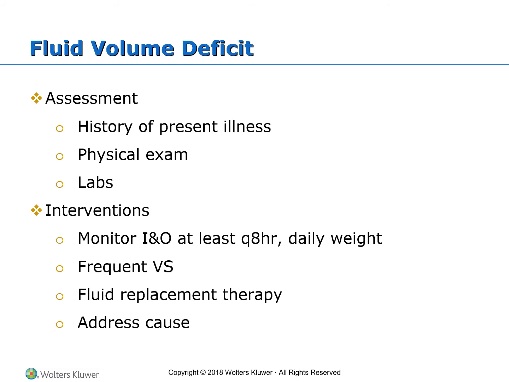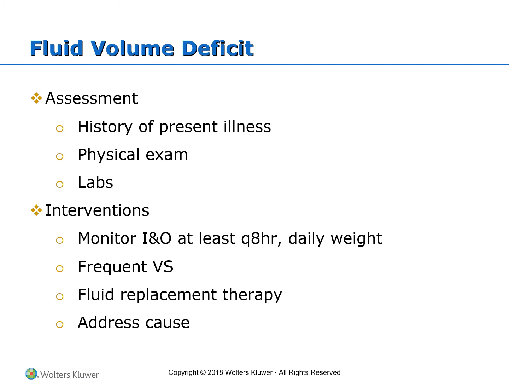As far as the nurse, you're going to do what you can to minimize fluid loss. First, you're going to do your assessment. Do a history of present illness. You're going to do a complete head to toe physical exam, look at their labs. You can administer oral fluids if it's not severe and if they can take in oral fluids. If they cannot, then you'll want to start an IV and do parenteral fluids.